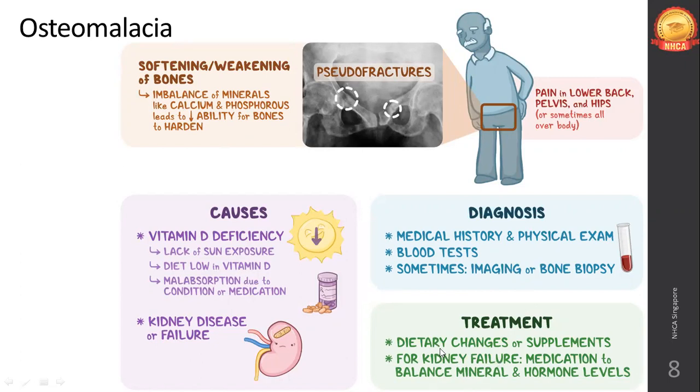So people who have suffered from kidney failure, we can't depend on the kidney to convert the vitamin D into its hormonal form. So obviously they will be put under some hormonal therapy as well, along with the supplements which usually people get. So that's the treatment for osteomalacia.